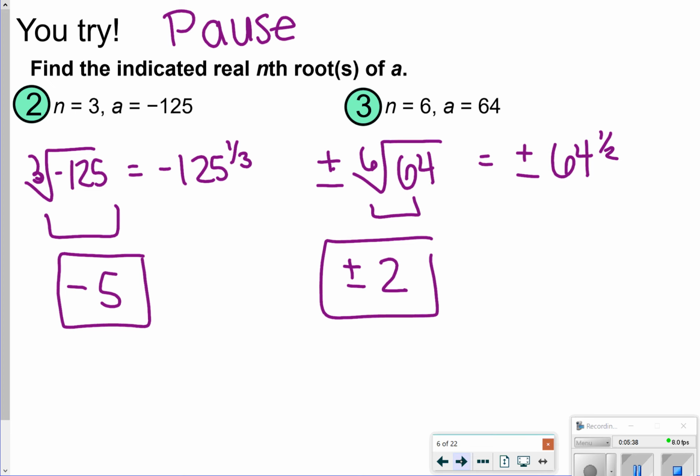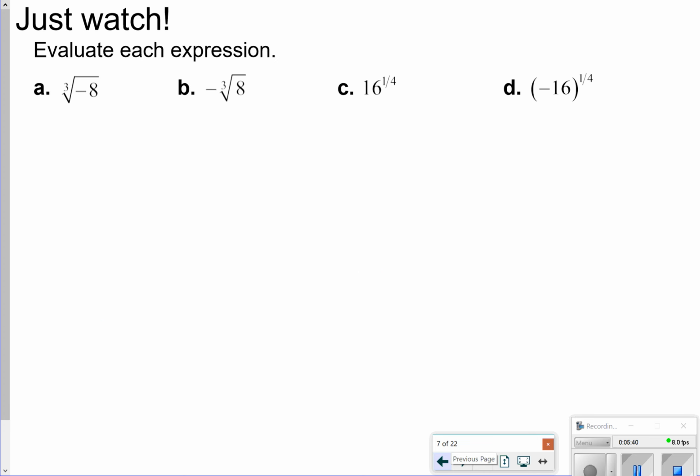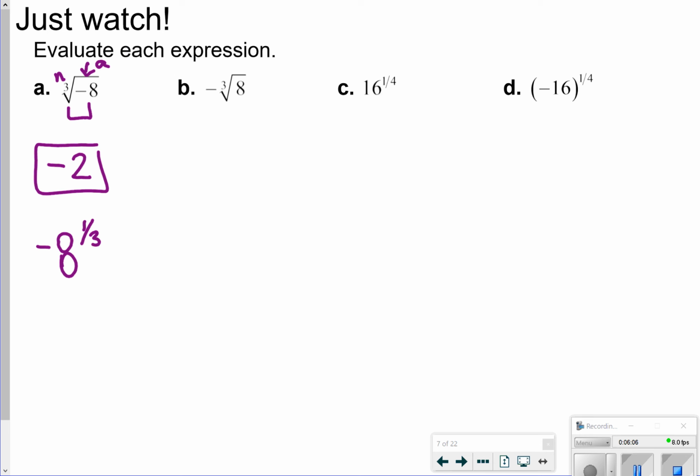Okay. The next part we have is just evaluating again. So we're going to keep looking at these. The first one in letter A, it says the cube root of -8. Again, n, here's your n, and this is your a. N is odd, and so what we would do is just find the cube root of -8, which is -2. Remember, you could also write this as -8 to the 1/3 power.